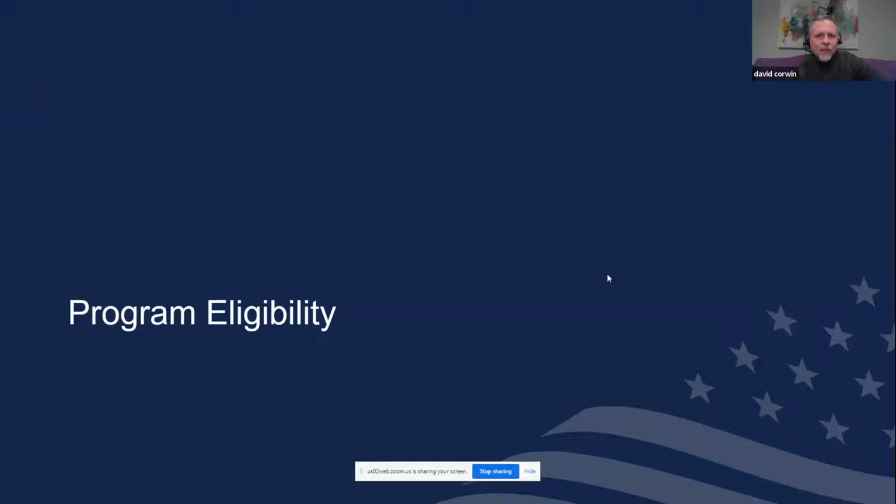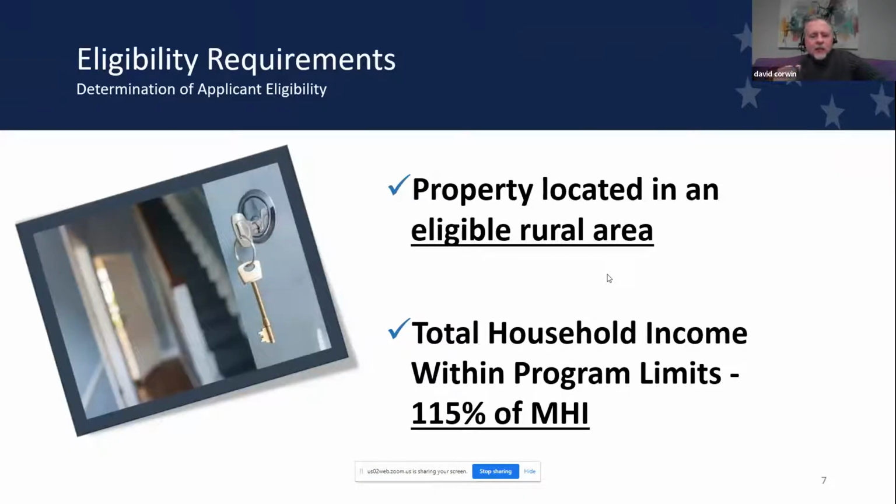So how does someone get into the program? Two main criteria. One, of course, we're rural development, so the property has to be located in an eligible rural area. And two, the total household income can't exceed 115% of the median household income, and that's done county by county. So it can't exceed 115% of median household income for the county where they're purchasing the home.